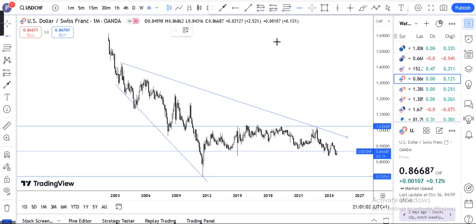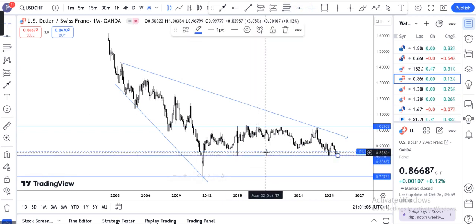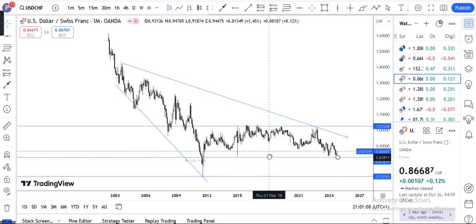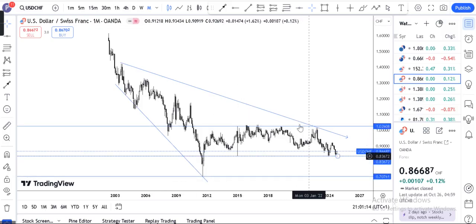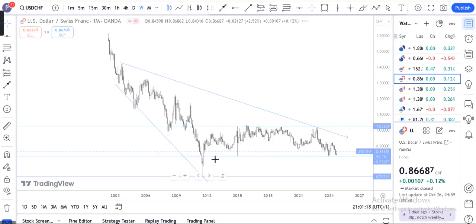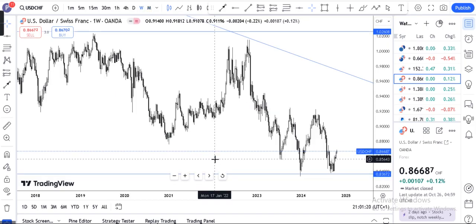Now around that we can also see this level, which is a low in between the both of them. So these are the levels we are going to be trading around. Now let's go to the weekly time frame and see what the weekly time frame has for us.